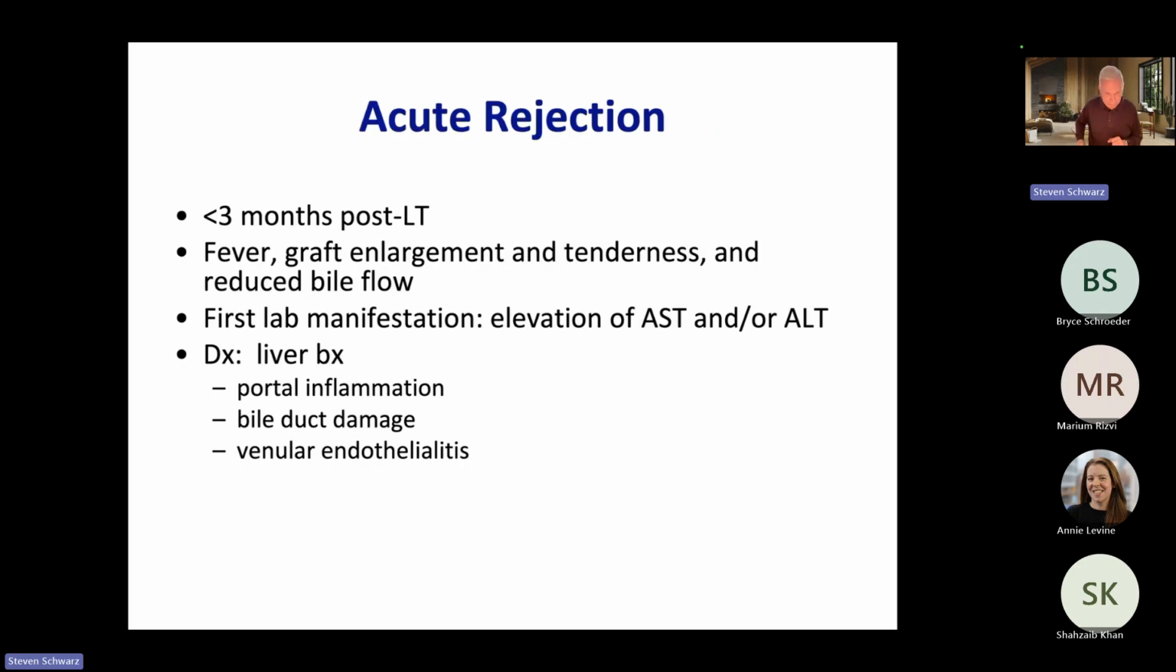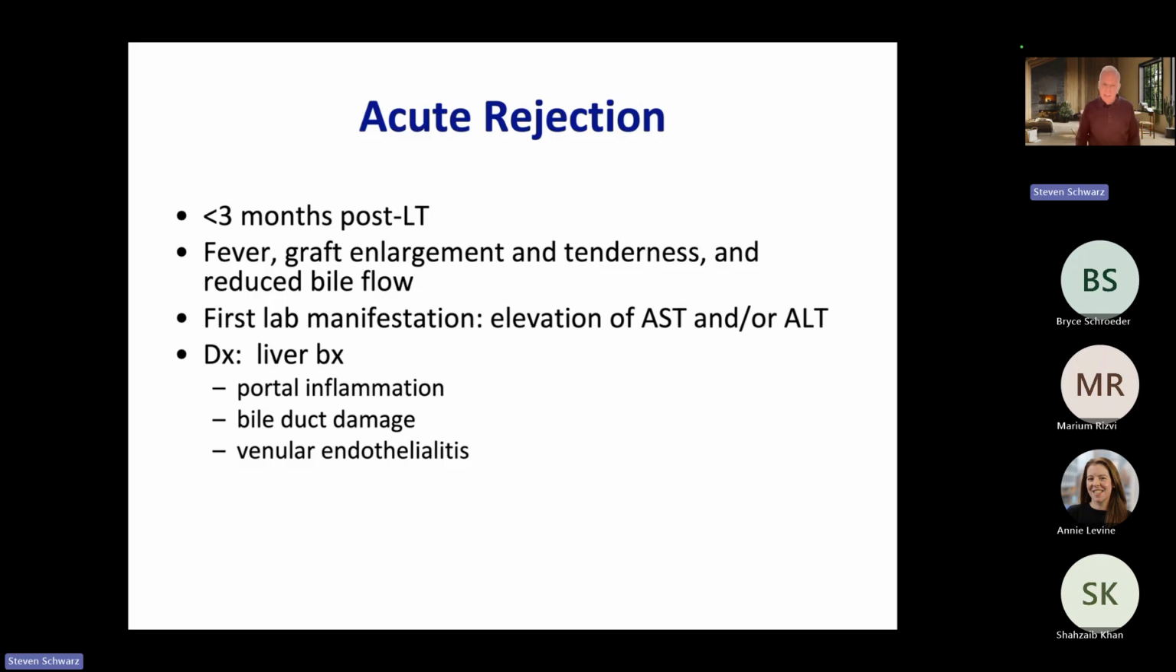I'm sorry. Now, aside from this, we have the problem of acute rejection. Acute rejection is defined as rejecting the organ within 3 months post-transplantation. These patients will present with fever, graft enlargement, abdominal tenderness, and evidence of reduced bile flow. The first laboratory manifestation will be an elevation in your transaminases.